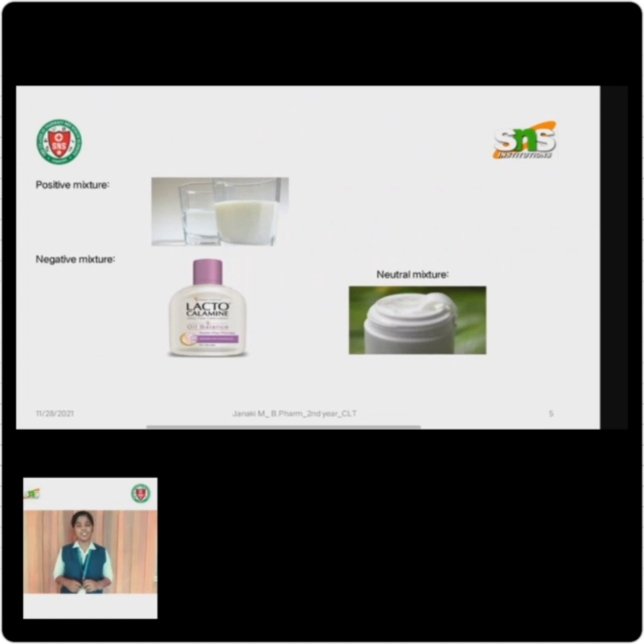First is a positive mixture. It is formed from miscible liquids and gases which mix spontaneously, for example, miscible liquids like milk and water. Negative mixture: the particles will separate unless continuously agitated to keep them dispersed, for example, calamine lotion. Neutral mixture: the components have no tendency to mix spontaneously, for example, pastes and ointments.